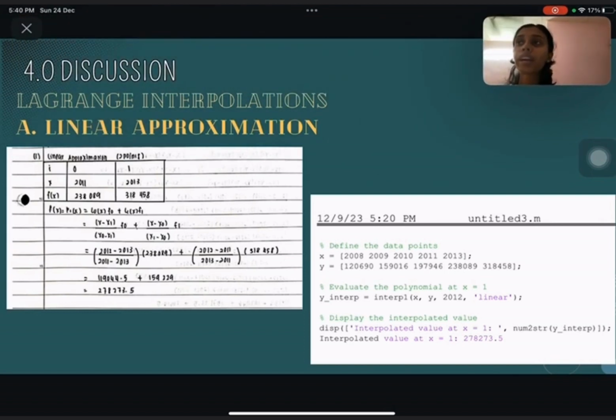For Lagrange interpolation, the first type of approximation is linear approximation. The left hand side picture shows the manual calculation, and the right hand side picture shows the MATLAB simulation coding. As for the manual calculation, linear approximation involves 2 points. The years represent the points. So X is 2011 and 2013, which represent the year.